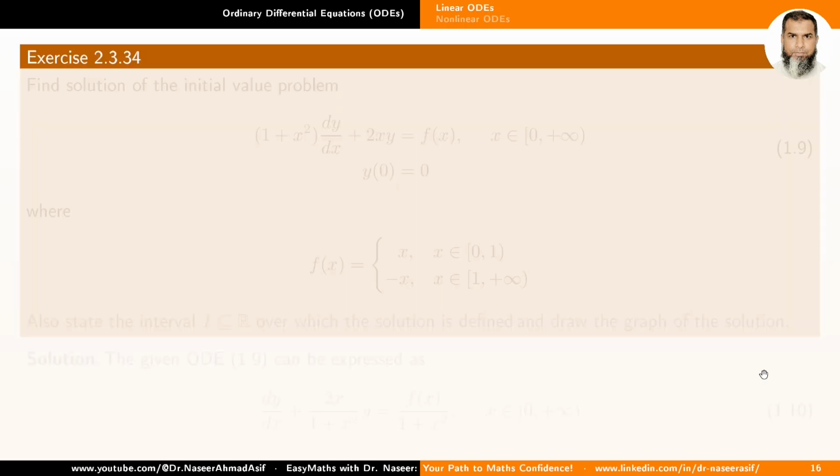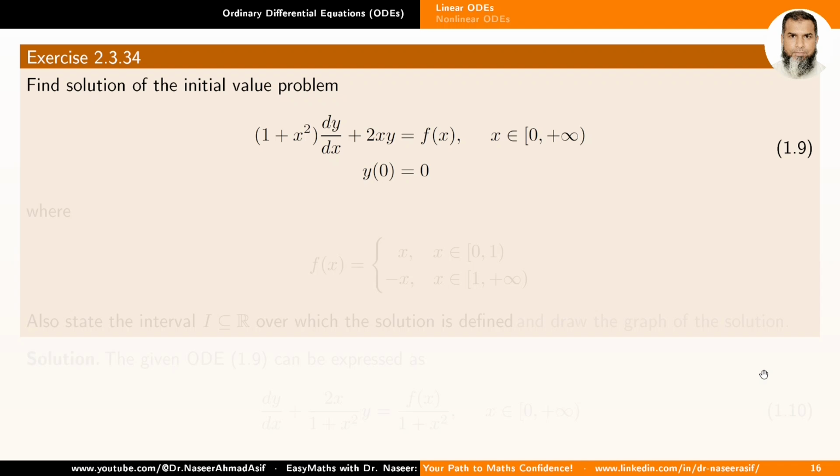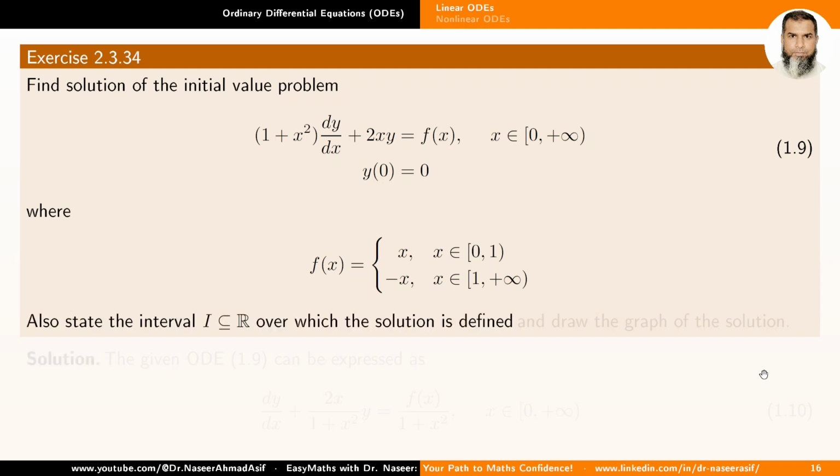Well, see another exercise. Find the solution of the initial value problem (1 + x²) dy/dx + 2xy = f(x) for x in [0, +∞) and y(0) = 0, where f(x) = x for x in [0, 1) and f(x) = −x for x in [1, +∞). Also state the interval I, a subset of R, over which the solution is defined and draw the graph of the solution. Well, see solution.